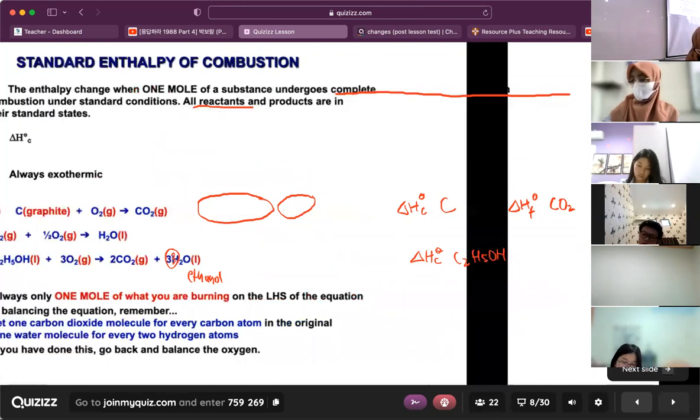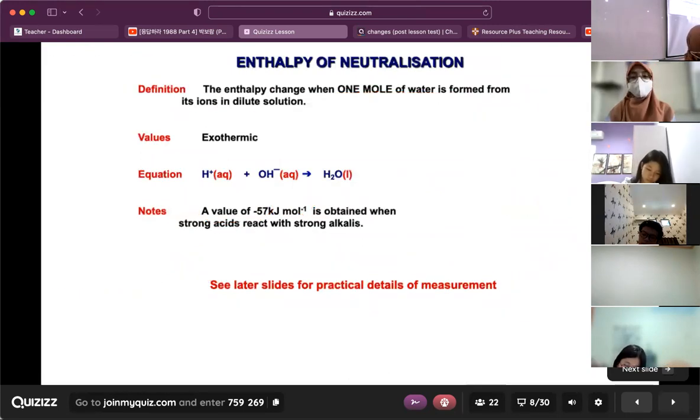Next one, the last one in JC1, is enthalpy change of neutralization. Look at the definition: the enthalpy change when 1 mole of water is formed from its ions in dilute solutions. So 1 mole of water is formed from its ions in dilute solutions.